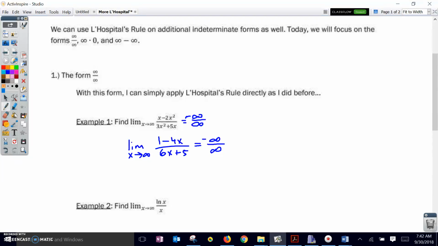And then I'm going to apply L'Hopital's rule again. This turns into the limit as x goes to infinity of, I take the derivative of the numerator, the derivative of the denominator, and everything reduces out. And so the limit of that function is going to be negative 2/3.